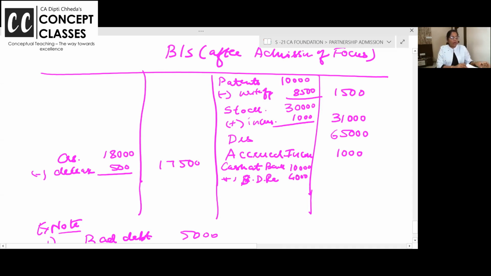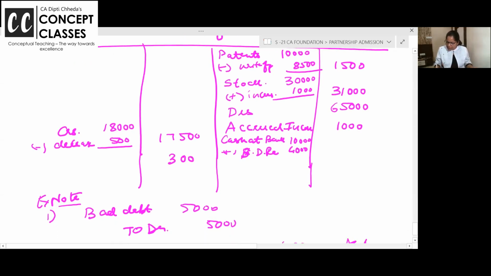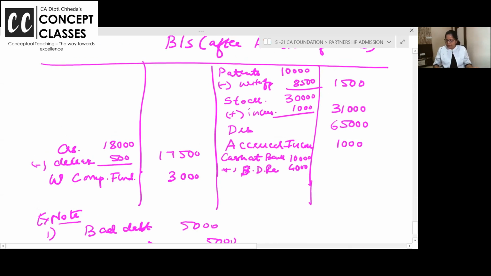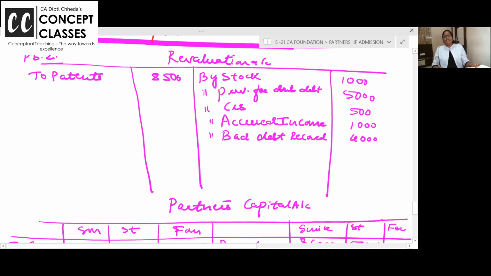Look at your opening balance sheet. I hope all of you are having this printout. Workman's compensation fund is 12,000. Now how much do you need to maintain it? 3,000. Workman's compensation fund is 3,000. So 12,000 is not required.